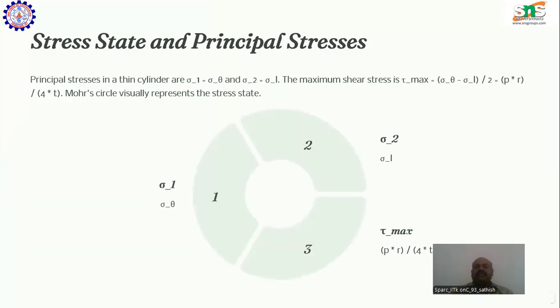Stress state and principal stresses. Principal stresses in thin cylinders are sigma 1 equal to sigma theta and sigma 2 equal to sigma L. The maximum shear stress is sigma theta minus sigma L divided by 2, which gives PR by 4T. Mohr's circle visually represents the stress state.